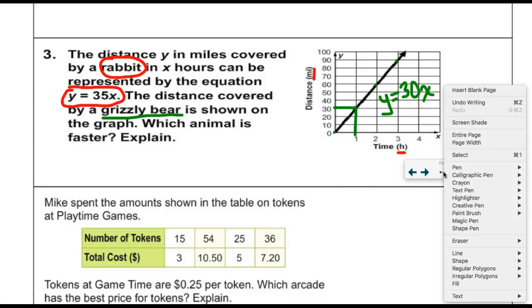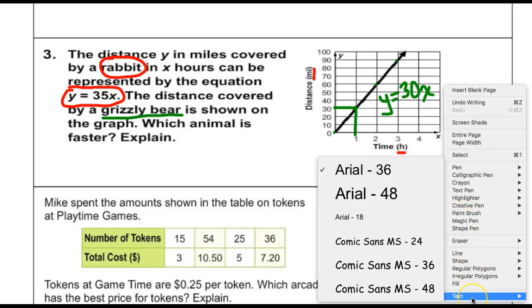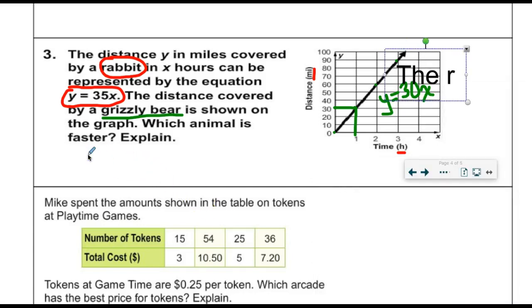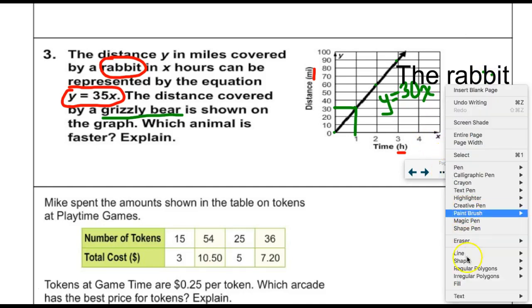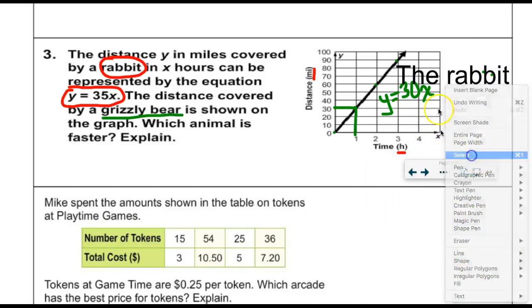Exactly. It says which animal is faster, and explain. This would be a good opportunity to write a sentence, which is what I'm going to do. I'm going to say, or I'll move this over in a second. The rabbit, whoops, I'm not really sure why that's happening. The rabbit, select.